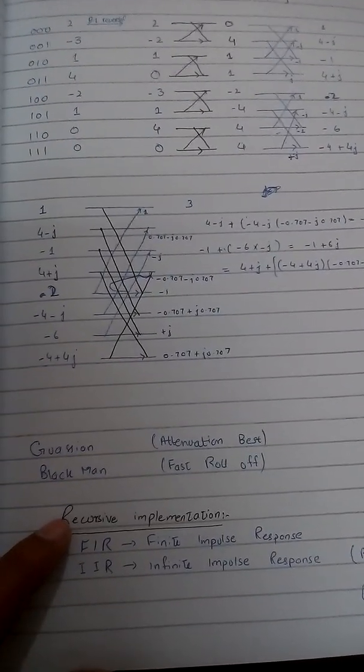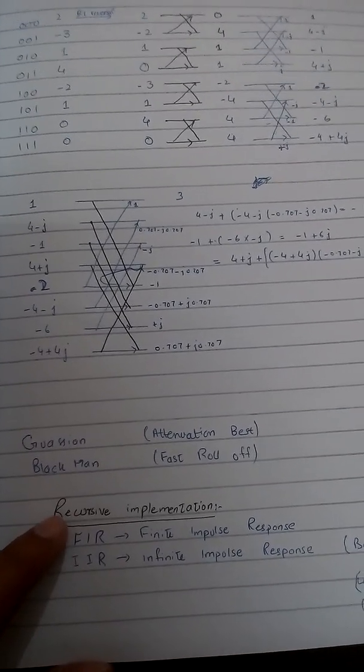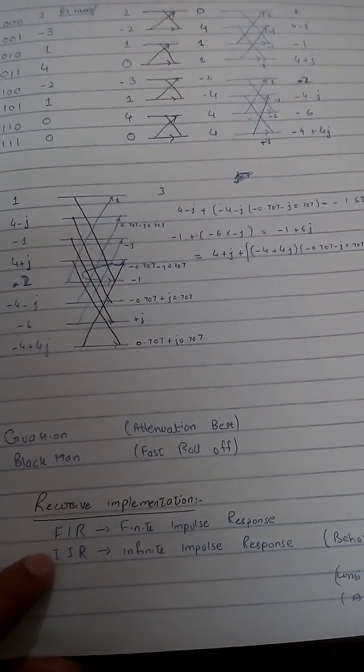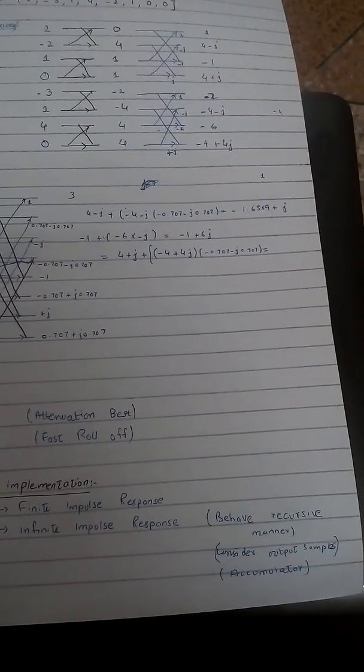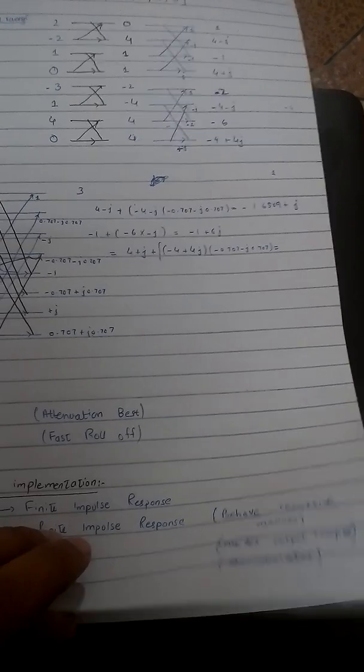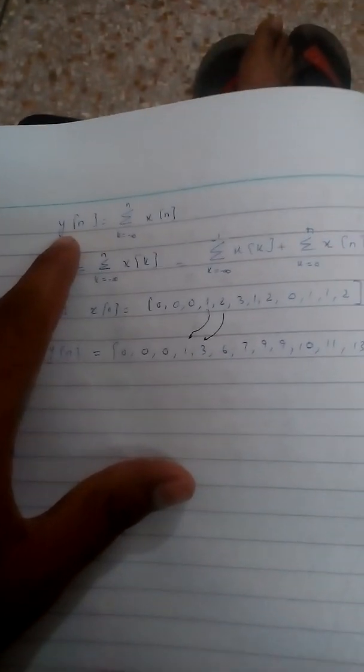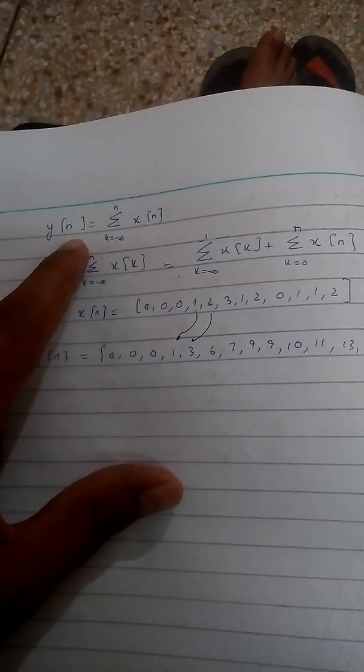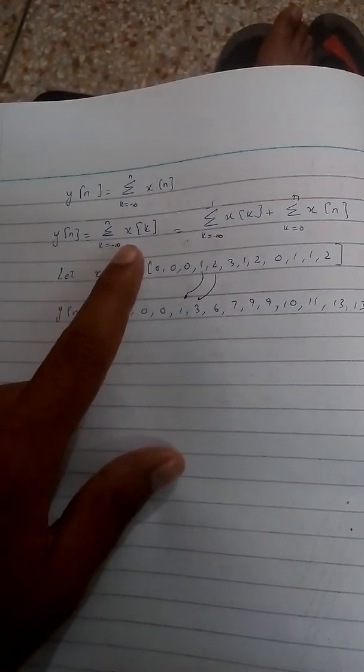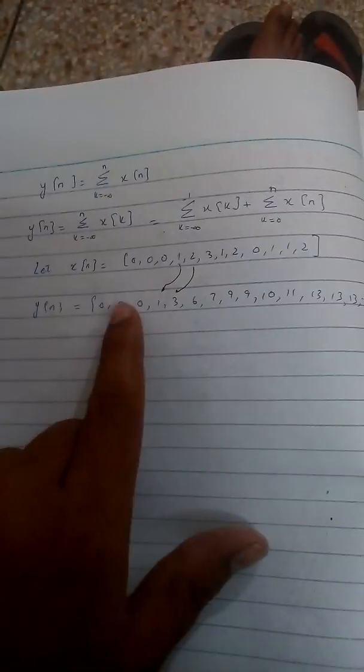The last important thing is recursive implementation, in which there are two kinds: finite impulse response and infinite impulse response. We will consider the behavior of the recursive manner in this example, that this is the formula for the recursion. Y of n is basically the sigma from k equals minus infinity to n of x of k, and these two terms will add up and give the result.